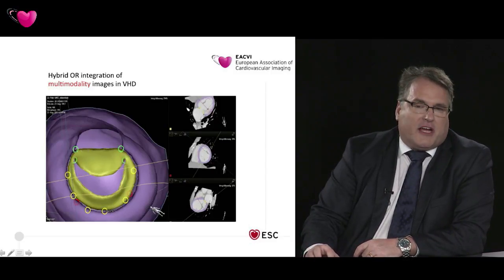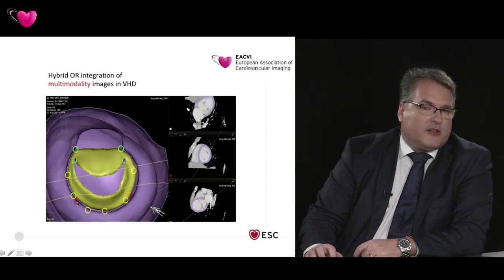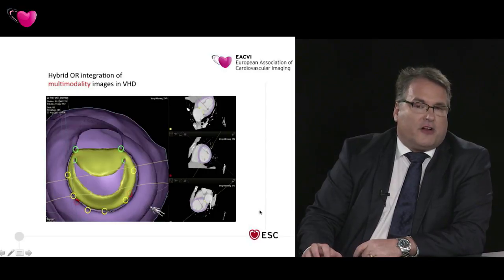We have the left trigone, the right trigone. We have the end of the commissures here in segment 1, A1 to P1, and here in segment 3. And we get all the different heights and points of the annulus and the location of the papillary muscles here in red. And they're all being superimposed throughout your procedure.